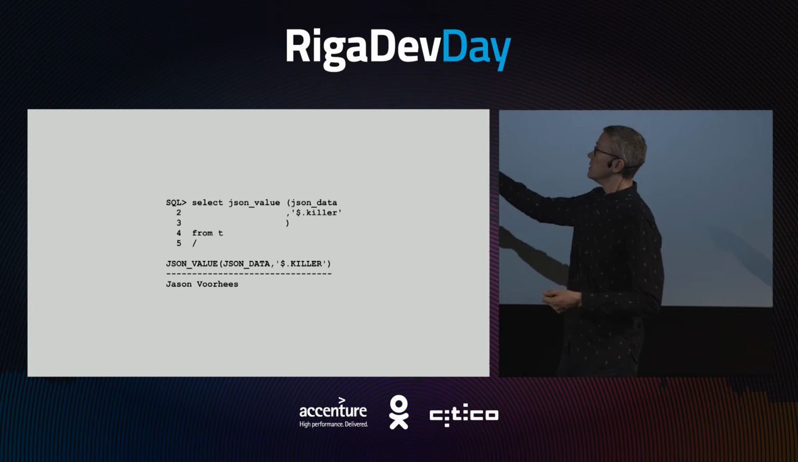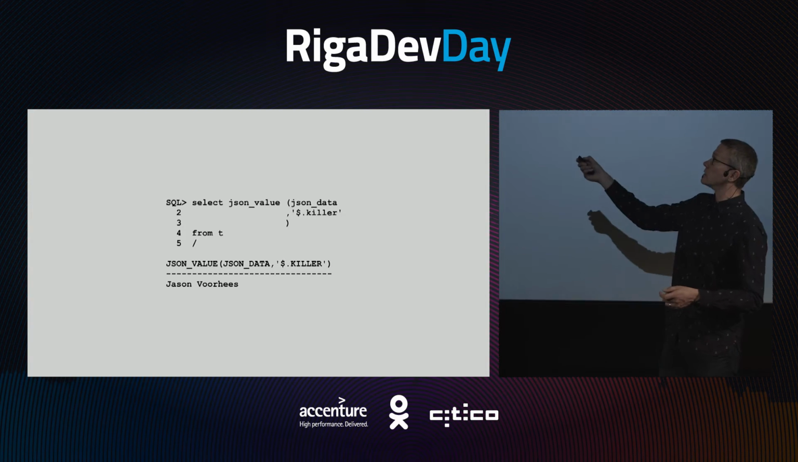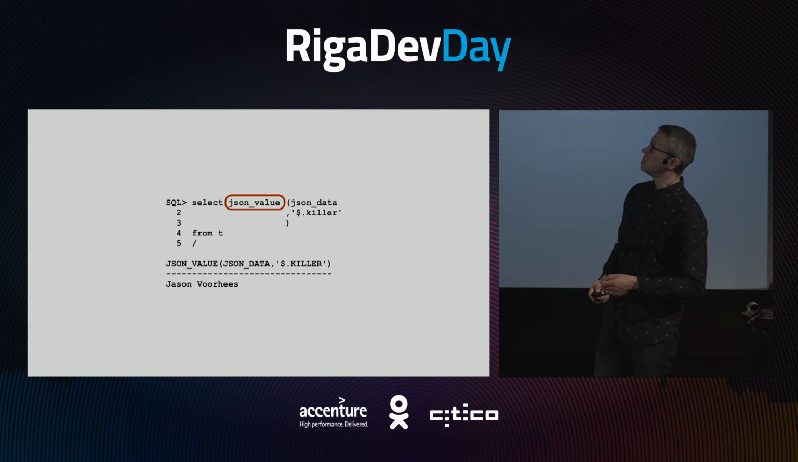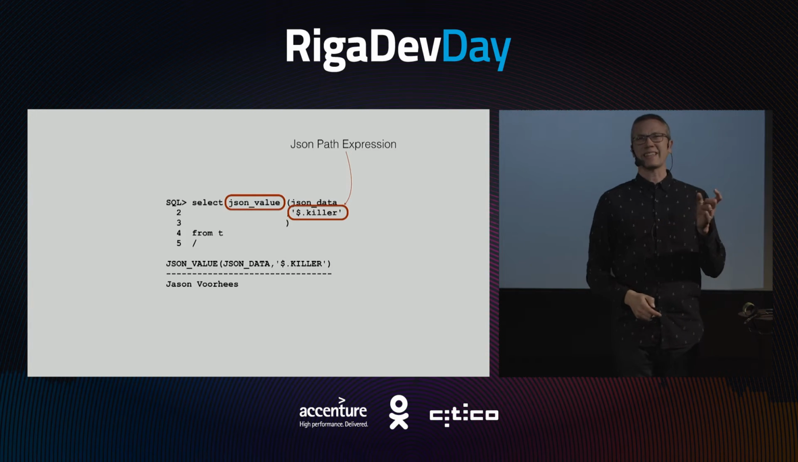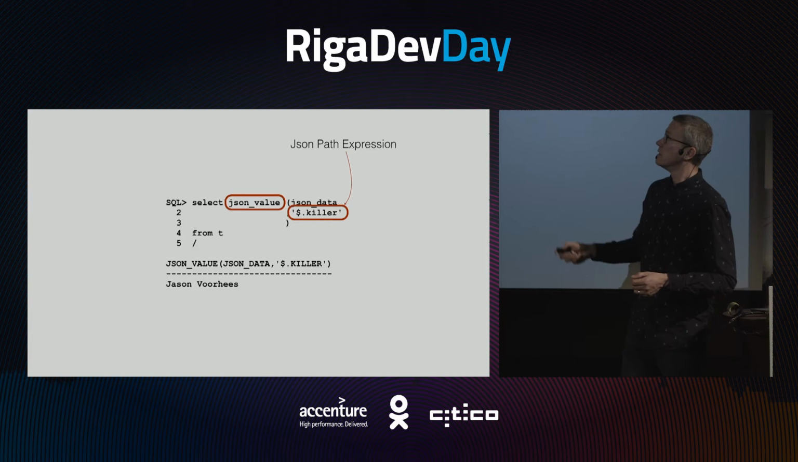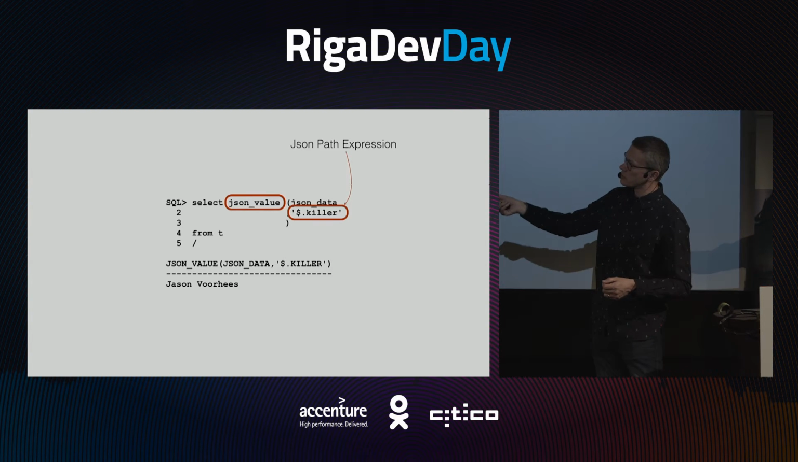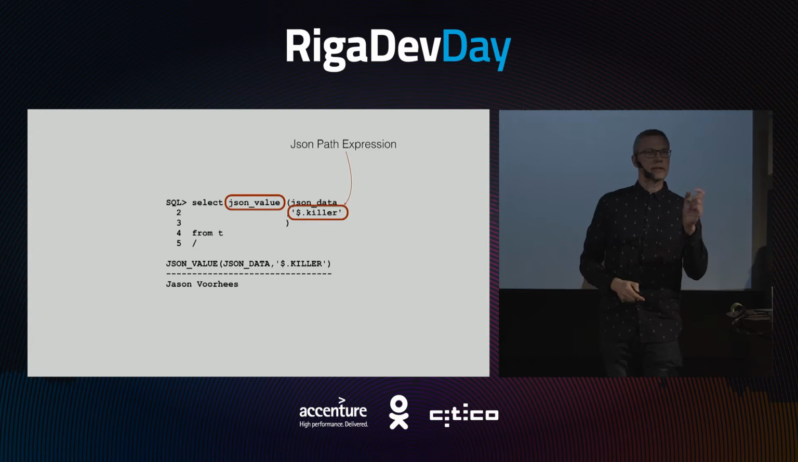In the select, you can use JSON_VALUE and use a JSON path expression. It's like XPath expressions, and you get data from this, the killer name. You get the value from that.